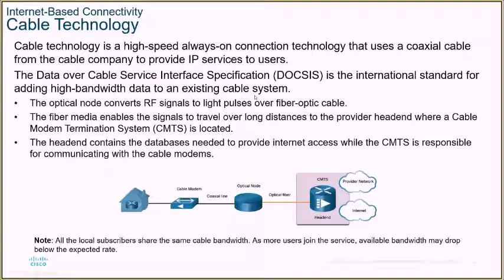The head end contains the databases needed to provide internet access, while the CMTS is responsible for communicating with the cable modems. All the local subscribers share the same cable bandwidth. As more users join the service, available bandwidth may drop below the expected rate. So you can see that from the head end office there's optical fiber, and from there you have a coax line. It's the coax that runs down the street, and that's what you share. So the shorter the coax run, the fewer people you need to share the bandwidth with.